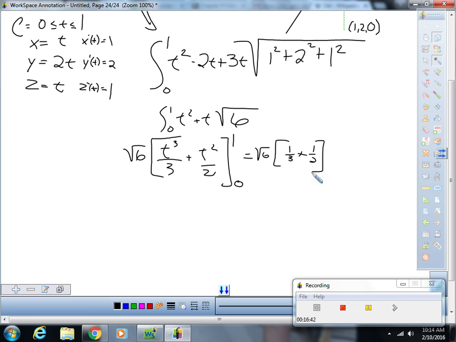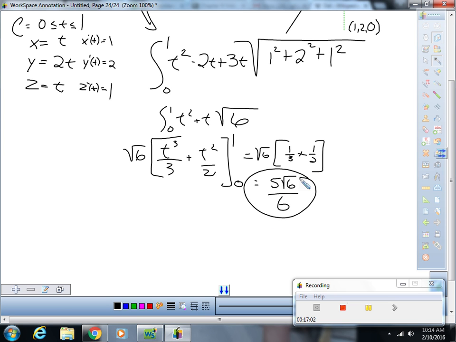Why did I think that was a minus? It's not. Okay, so it's radical 6 times 2/6 plus 3/6, times 5/6. So it's 5 radical 6 over 6.